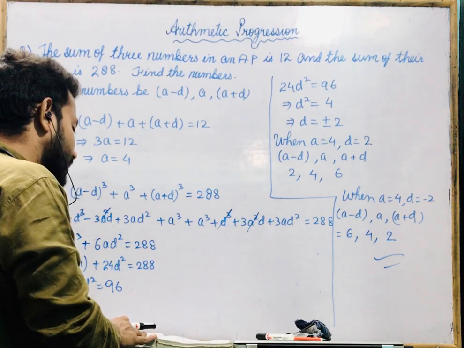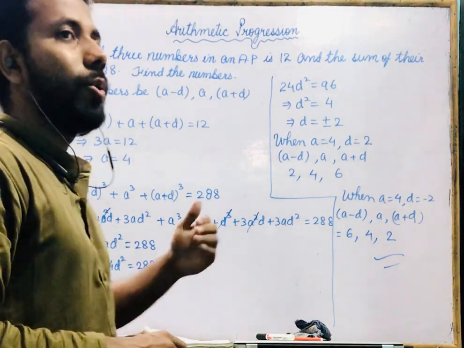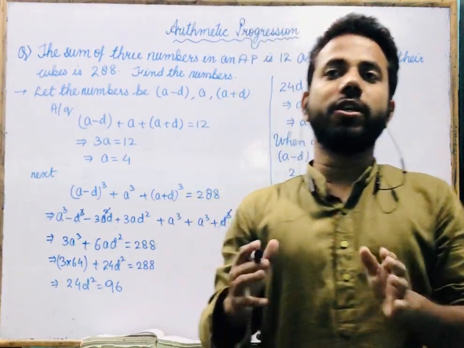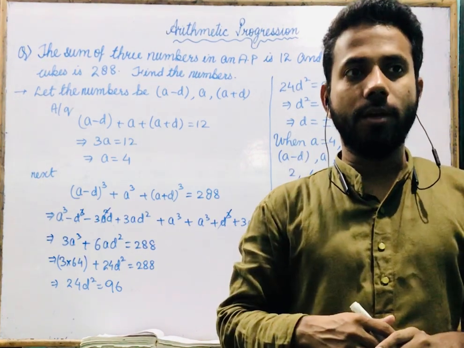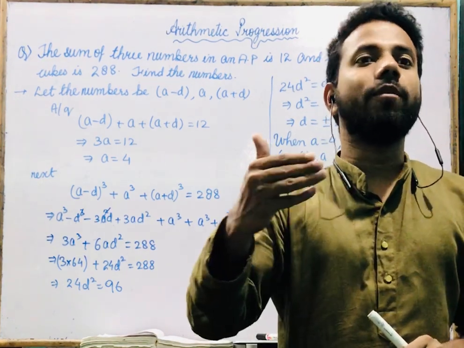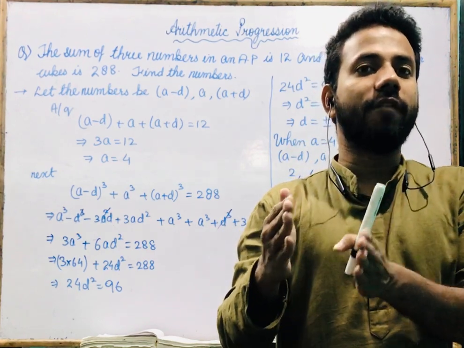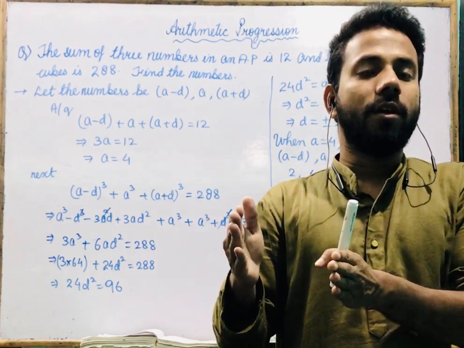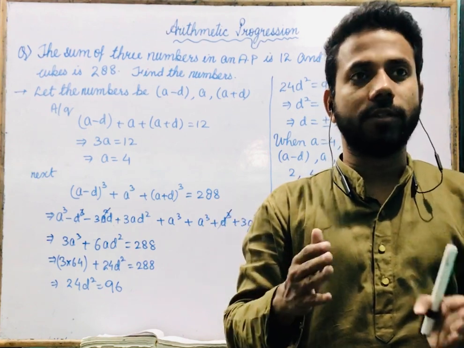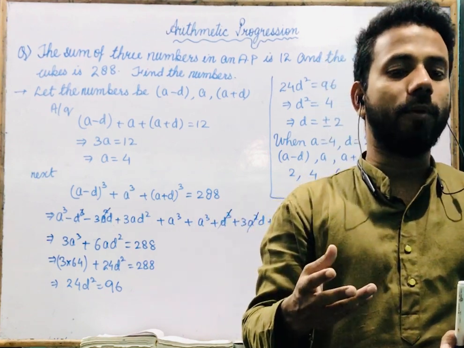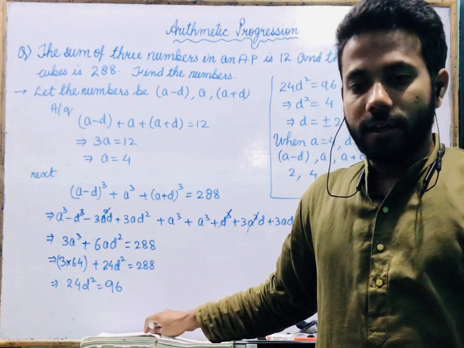Tomorrow we will be doing sum to n terms of an AP. How do you add numbers in an AP? You have studied how to find any term of an AP, but now I will tell you how to find the sum of terms of an AP. Like if I say the AP is 3, 5, 7, 9, 11, find the sum of first 10 terms. This I will tell you the formula tomorrow. Okay? Till then, thank you everyone.